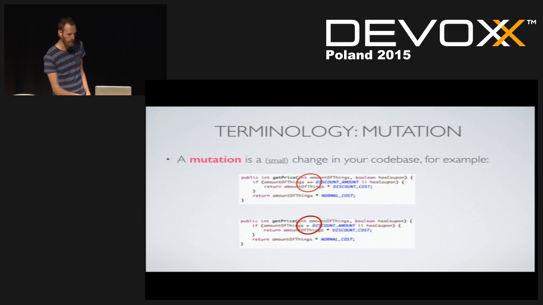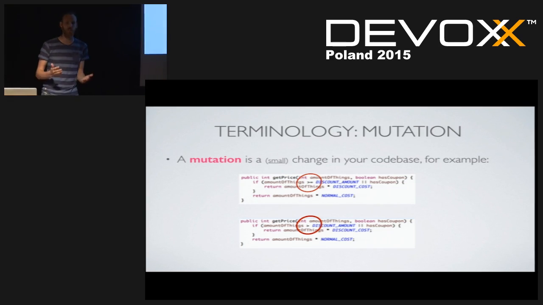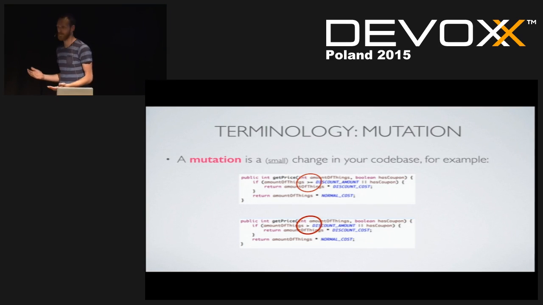So, what is mutation testing? Well, what is a mutation? A mutation is a small change in your code base. So, for example, we have this method. It has a larger than or equals. The mutation we do, we change it into a larger than. What's the point? Okay.